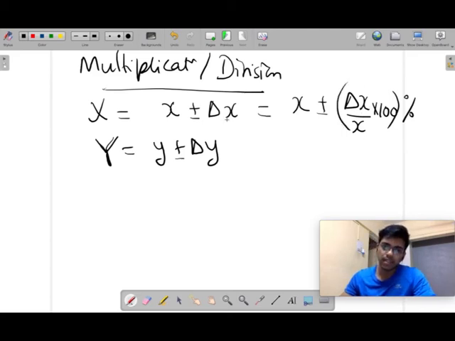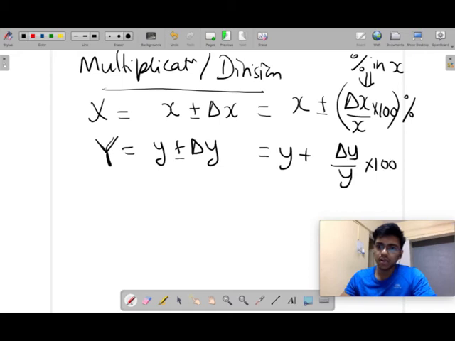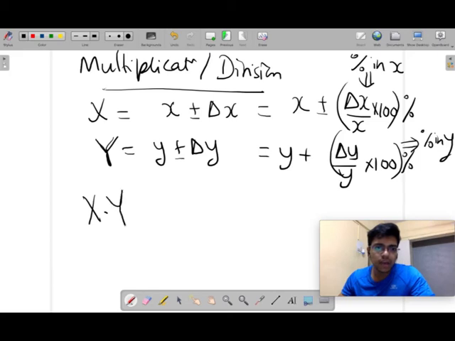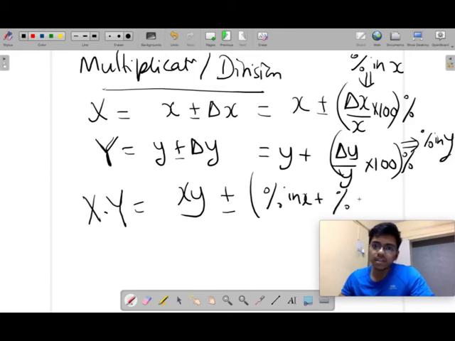I told you delta x is the absolute error here. You divide it with the true value and multiply by 100. That is going to give you the percentage error. So this represents percentage error in x. Similarly, you do it for y, which is delta y by y into 100%. This represents percentage error in y. Now if I ask you x into y, what would be the error? You just multiply these two quantities as they are, xy. As far as error is concerned, it would be plus or minus, just add the percentage error in x plus the percentage error in y. That would be the percentage error in the total xy quantity.